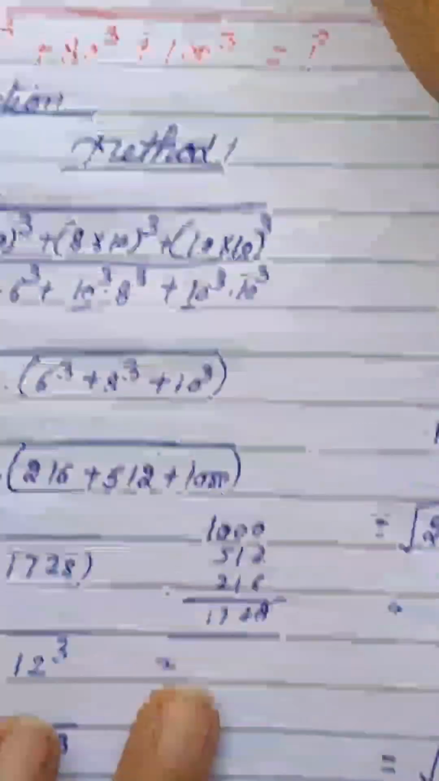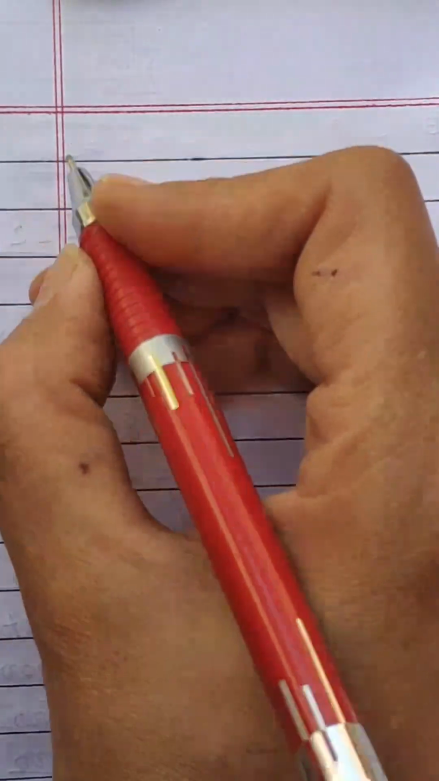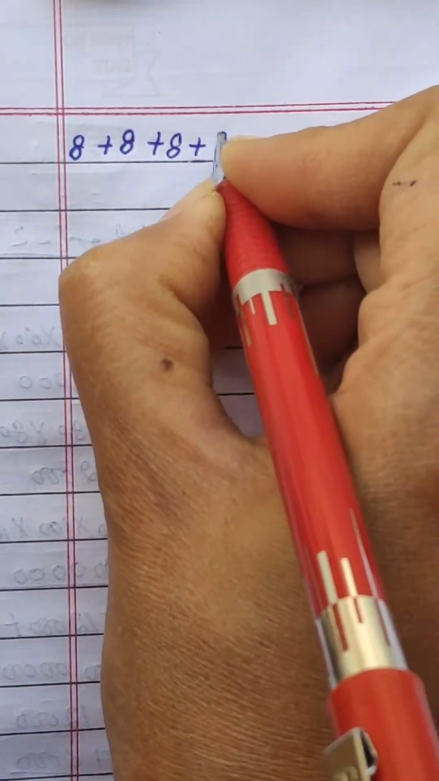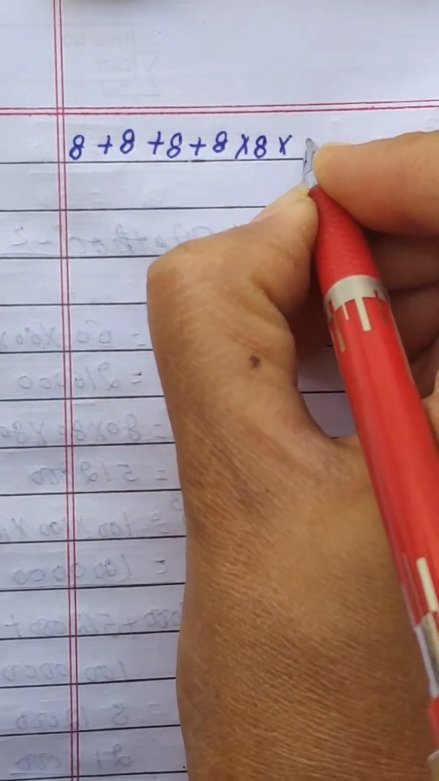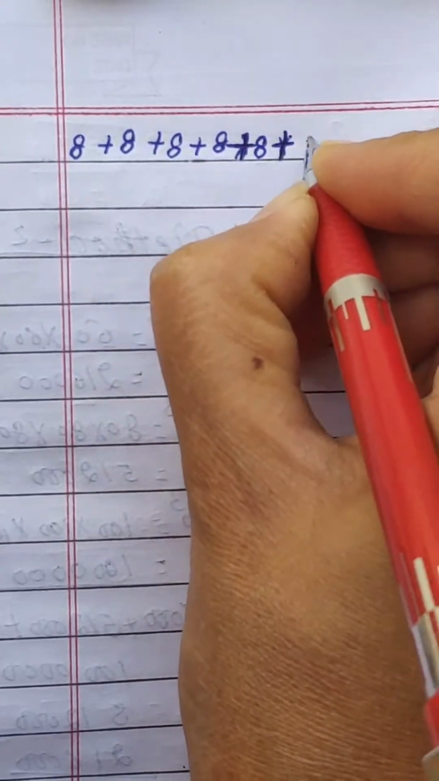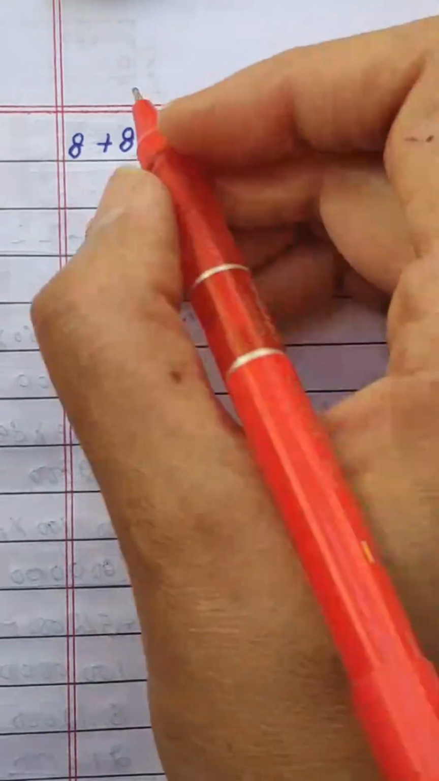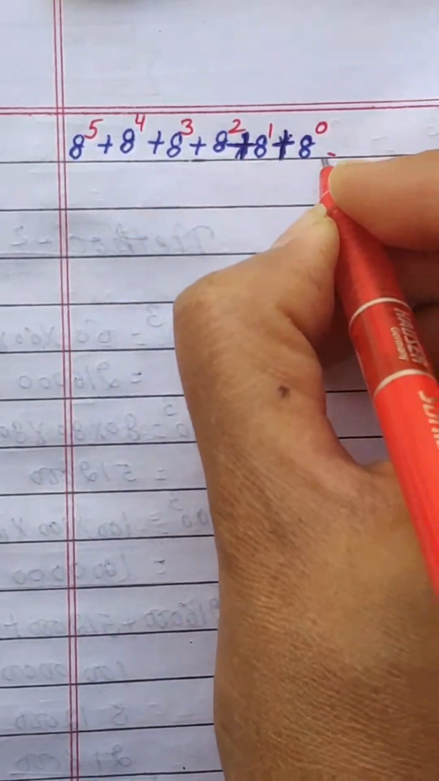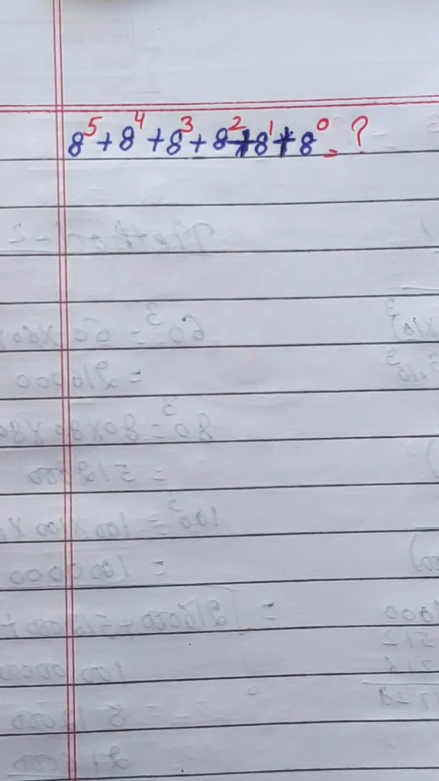So now we'll do the next question. Our next question is 8 plus 8 squared plus 8 cubed... Sorry, this is the plus sign. 8 raised to the powers 5, 4, 3, 2, 1, 0. And what will be the answer?